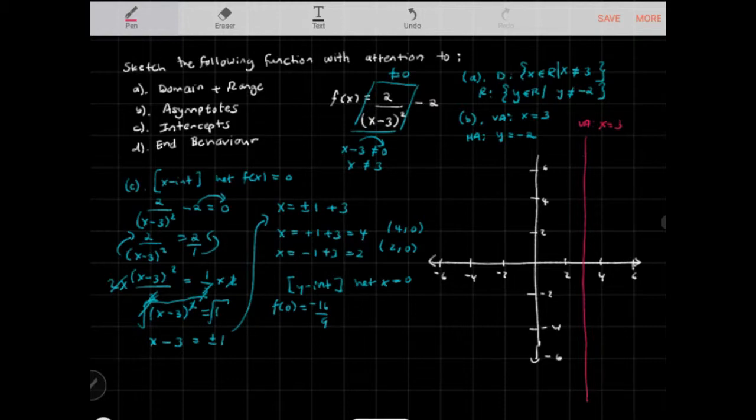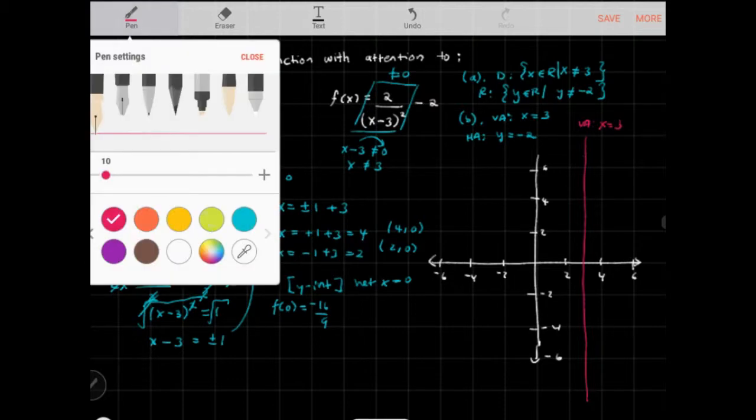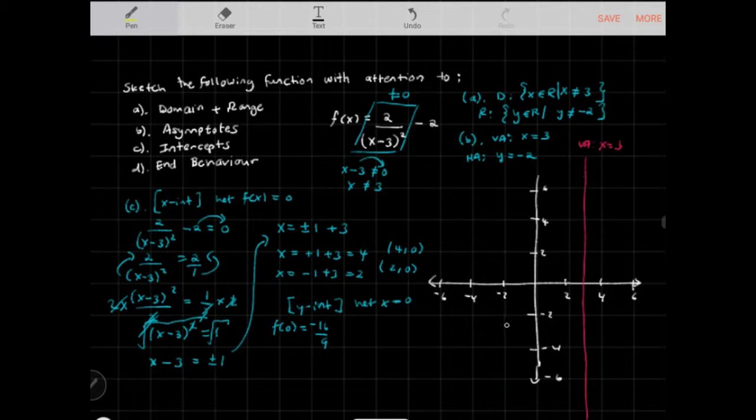My horizontal asymptote, and I would advise you to use a ruler for this, let's do it in green. It's going to be y is equal to -2, so let's say it's here. So horizontal asymptote, y is equal to -2, and let's plot our intercepts.